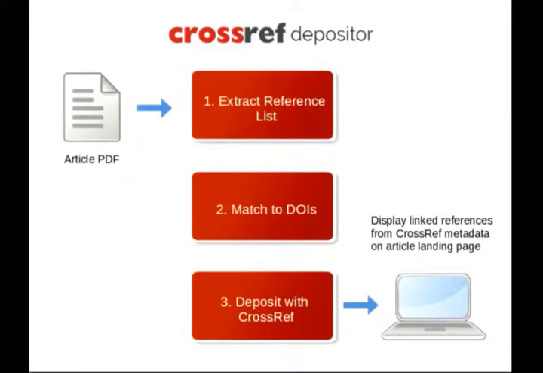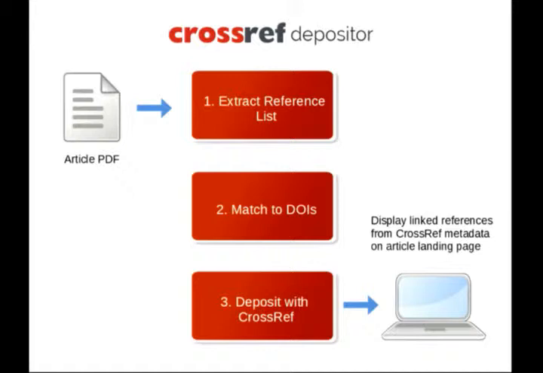So we can then run it through this kind of system where we automatically pull out the citations directly from the PDF. We match the citations to DOIs just by looking up the content of the citation against our database. And then we deposit those linked citations with Crossref into the Crossref database. And then as a final step, we provide a system for publishers to display linked citations on their article landing pages, by looking up that information from the Crossref database.